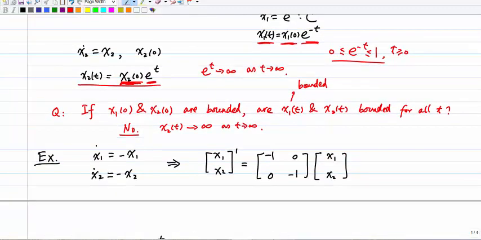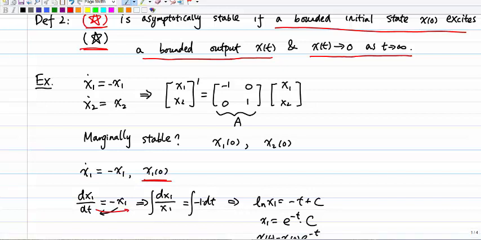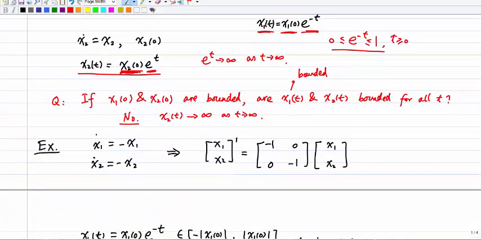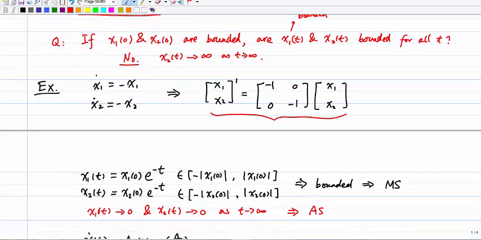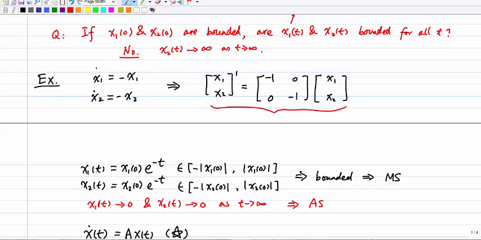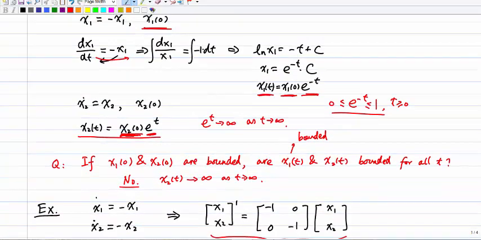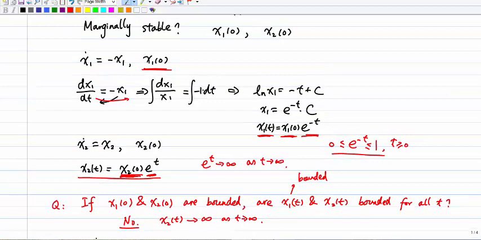In this second example, we just change this number a little bit. We don't change the first equation, but we change the second one by adding a negative sign. So I have x1 dot of t equal to negative x1, and x2 dot of t equal to negative x2. Again, we can write this in the standard form, x dot of t equal to A times x of t. Then we can still find a solution, which is x1 of t equals x1 0 times e to the negative t, and x2 of t equals x2 0 times e to the negative t, using the same way I computed the solution to the previous example.